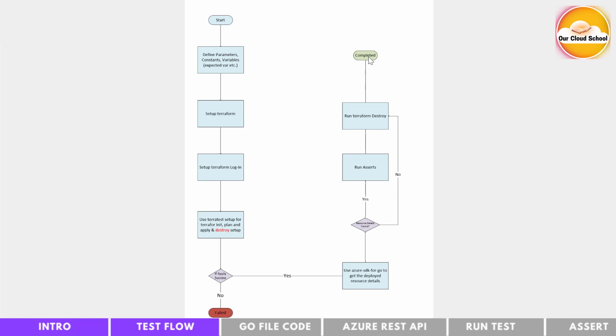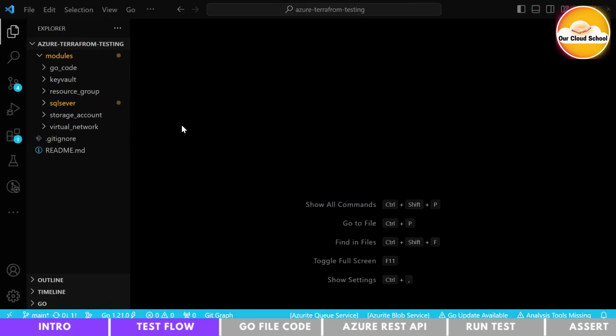So this is the overall flow of the code or the test case, and I'm going to walk you through how it has been written, and you can understand from the GitHub repository as well. So this is the Visual Studio instance where I have opened the same repository.